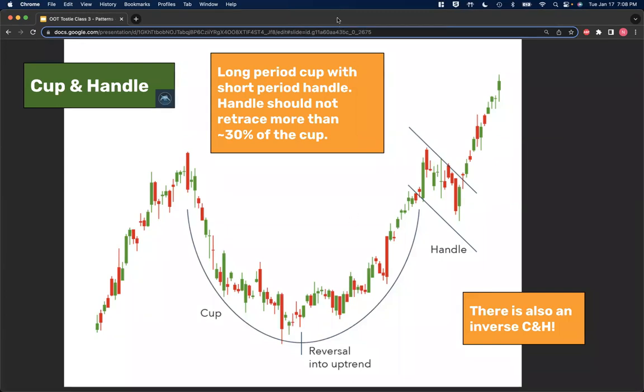You want people to be getting long here. And then next, the handle is really just a bull flag pretty much. And you can trade this just like a bull flag, right? You get the breakout here, retest, that's where you'd go long, right?